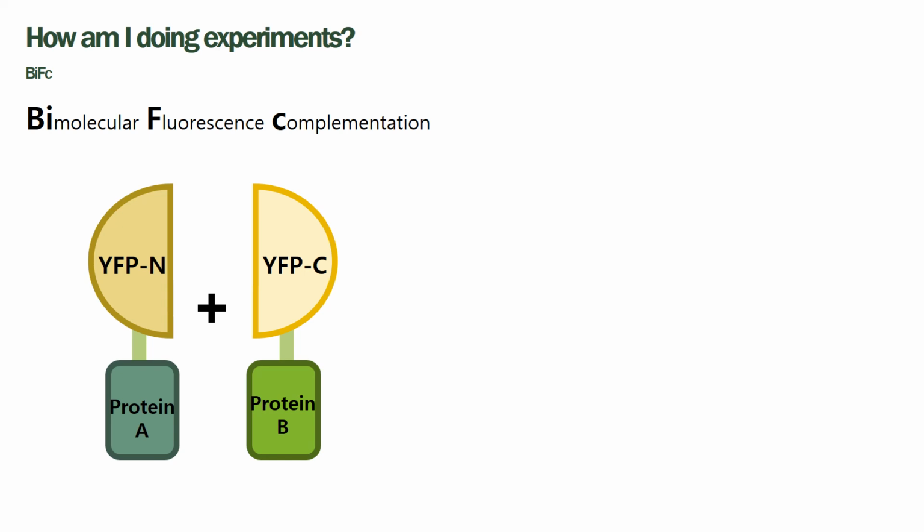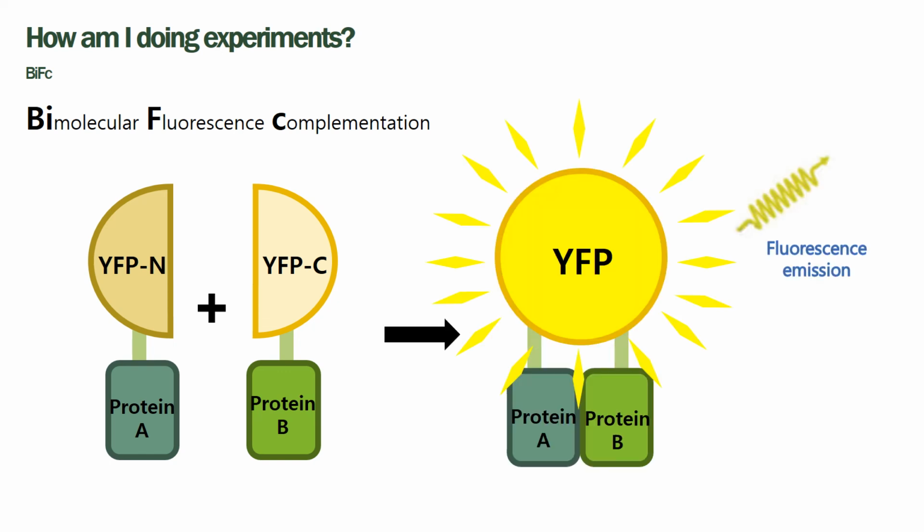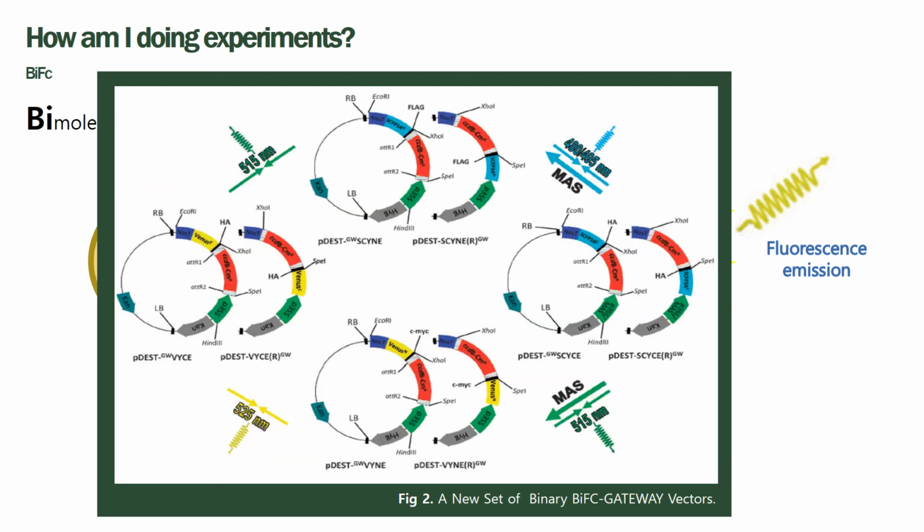The principle of BiFC is as follows. Divide YFP into N-term and C-term and connect each target protein to the N-term and C-term and express them in plants. You can observe the YFP with a fluorescence microscope, and the stronger the interaction, the stronger the light will be. These are the vectors I use in BiFC.